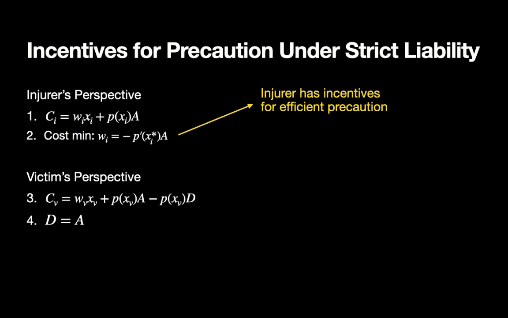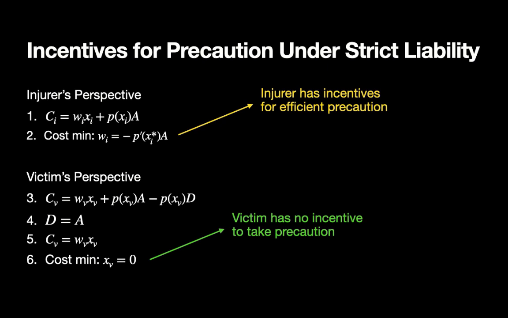For this reason, the victim's cost due to an accident simplifies from equation 3 to equation 5. Equation 5 shows that after the victim is compensated with damages, the only remaining costs are the costs of taking precaution. These can be minimized by taking no precaution at all. So under a strict liability rule, the victim has no incentive to take precaution.